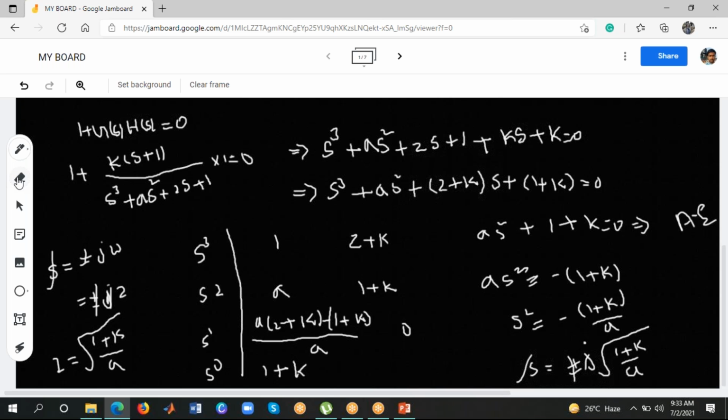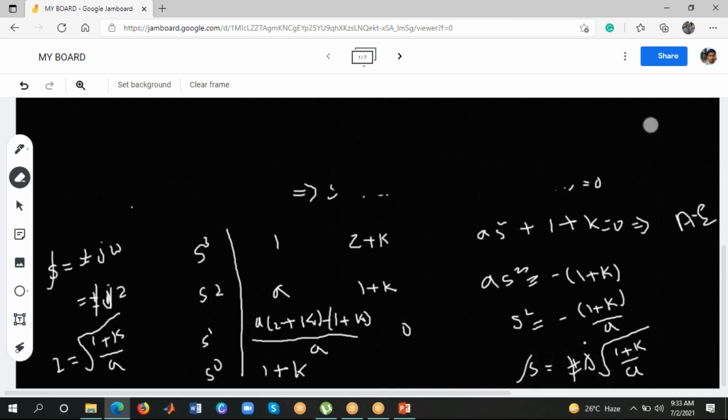సో బోత్ సైడ్స్ స్క్వేరింగ్ చేసి ఎలా వస్తుంది? So if you square on both sides, then you will get 4 is equals to (1 plus K) divided by A. So ఇక్కడ నుంచి మనం K వాల్యూ కనుక్కోవాలి. ఓకేనా, సో K is equals to 4A minus 1. ఓకేనా, now from S1 row, సో ఫ్రమ్ S1 row అంటే ఇది తీసుకోండి.